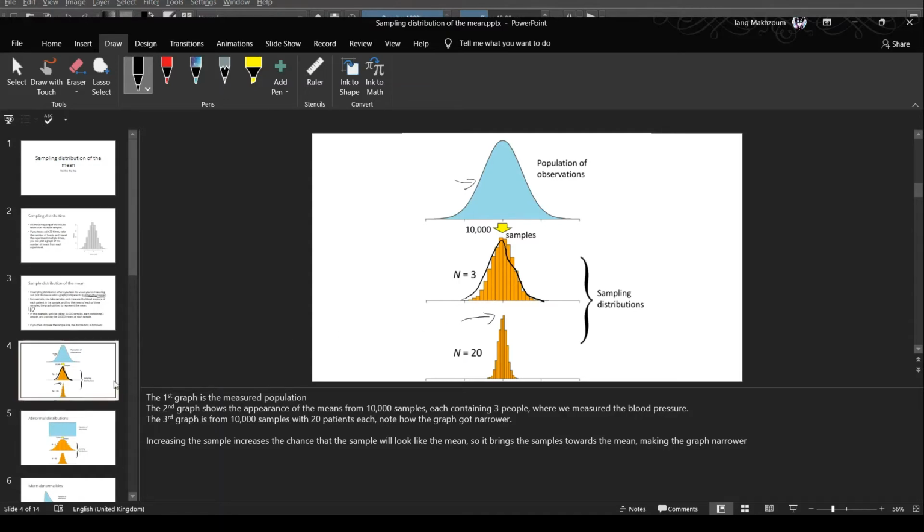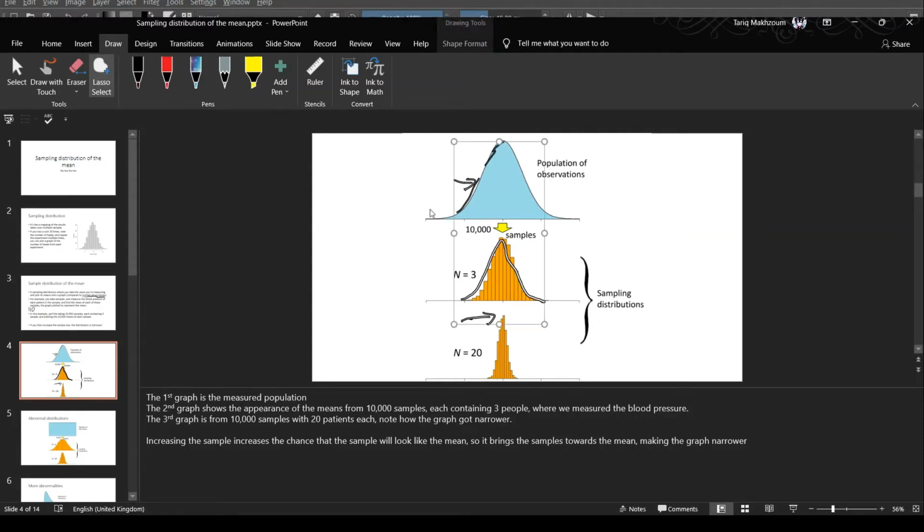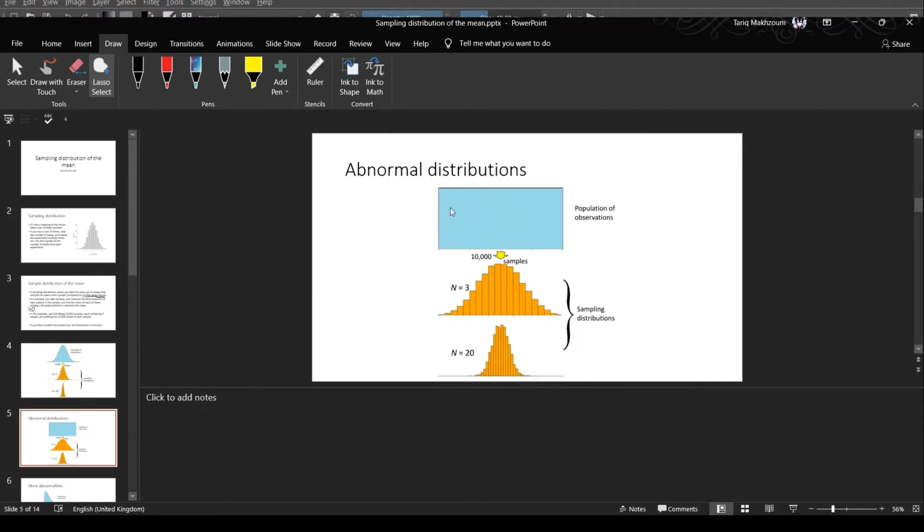But let's say the distribution of the population wasn't normal. Obviously this population has a normal distribution, but let's say it wasn't. Let's say it was like this, where each of the values is equally likely. Well, when you start to take samples and take the means of those samples, you'll find that it ends up getting turned into a normal distribution anyway. Now, why does this happen?